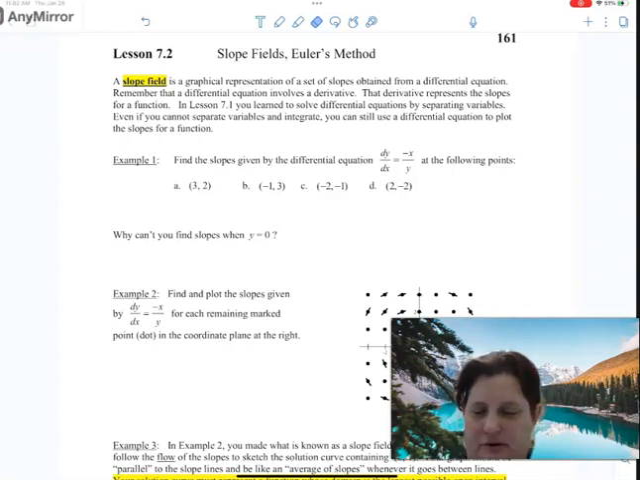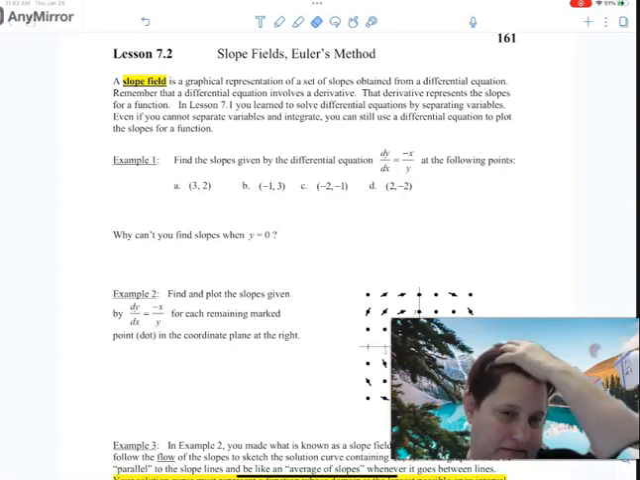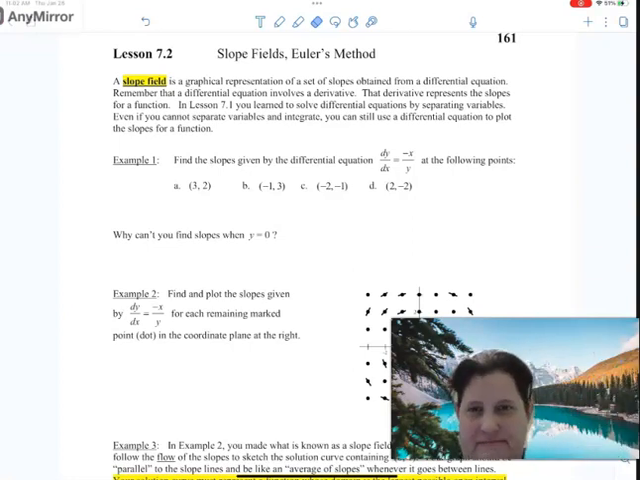Guys, I am super excited to teach you about slope fields and Euler's method. This is some fun stuff in our chapter on differentials, okay? So, all right, let's check this out.